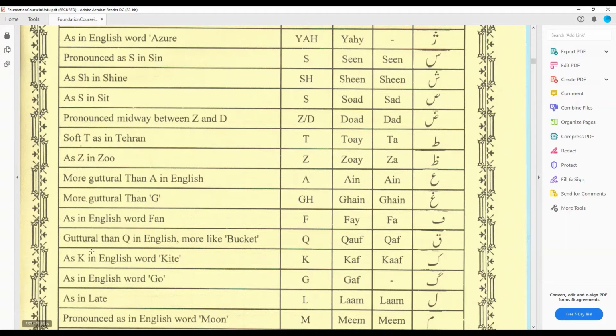This is cough, a hard sound cough, like Qurratul or Q in English. And this one is K in English. Calf, cough. This is the difference between Q and K. Cough, guff, lam, meme.